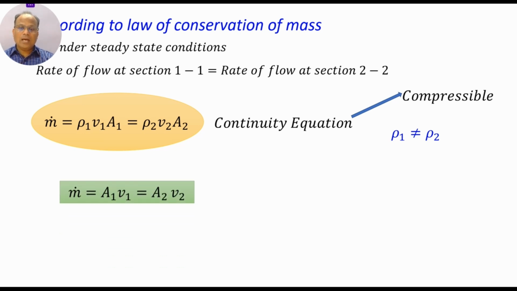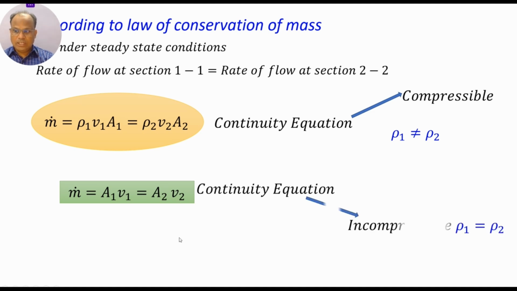Suppose we have an incompressible fluid, then the density is fixed, so rho1 is equal to rho2. Both rho1 and rho2 cancel out on the two sides. The rest is just v1 A1 equals v2 A2. This equation is applicable when the flowing fluid is incompressible in nature.